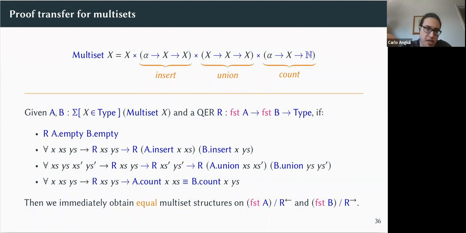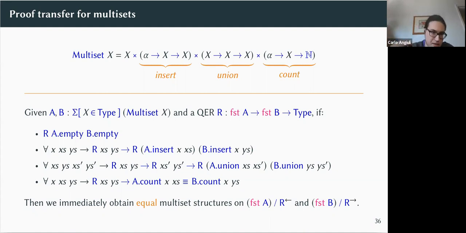So what our theorem says is that if you have two types A and B that are implementations of finite multisets on alpha, and you have a quasi-equivalence relation R between the carriers of A and B, then to be structured is for the following four things to hold. The relation has to relate the empty multiset in A and the empty multiset in B. The insertion function has to preserve the relation R. The union function has to preserve the relation R. And the count function has to preserve the relation R. You can see what I mean by that, but it's exactly what you think I mean.